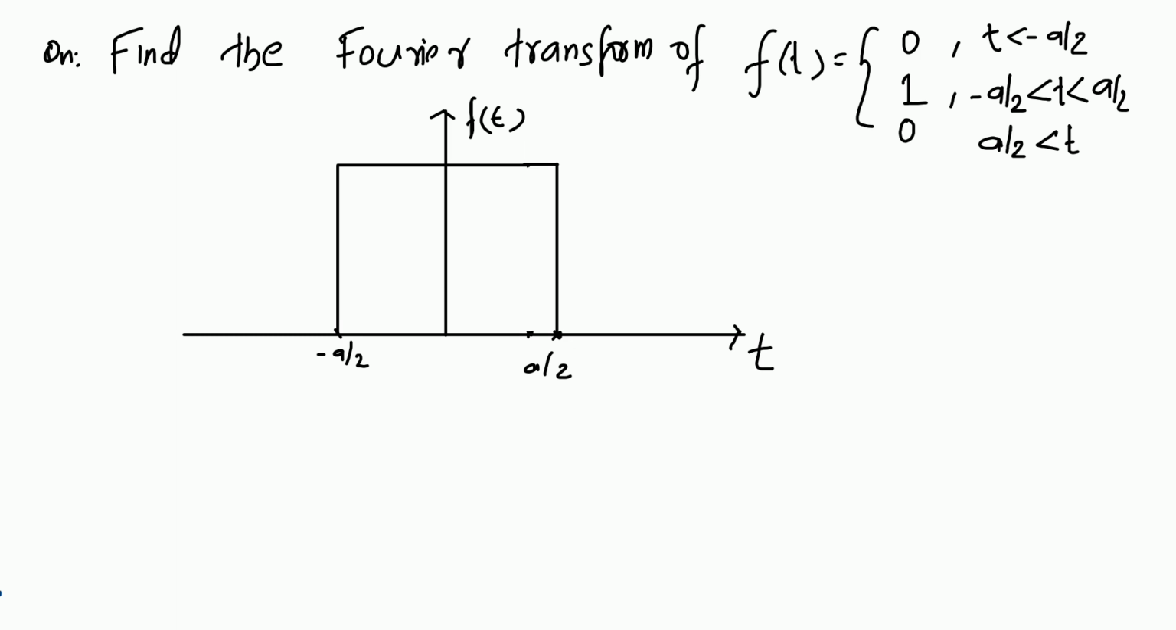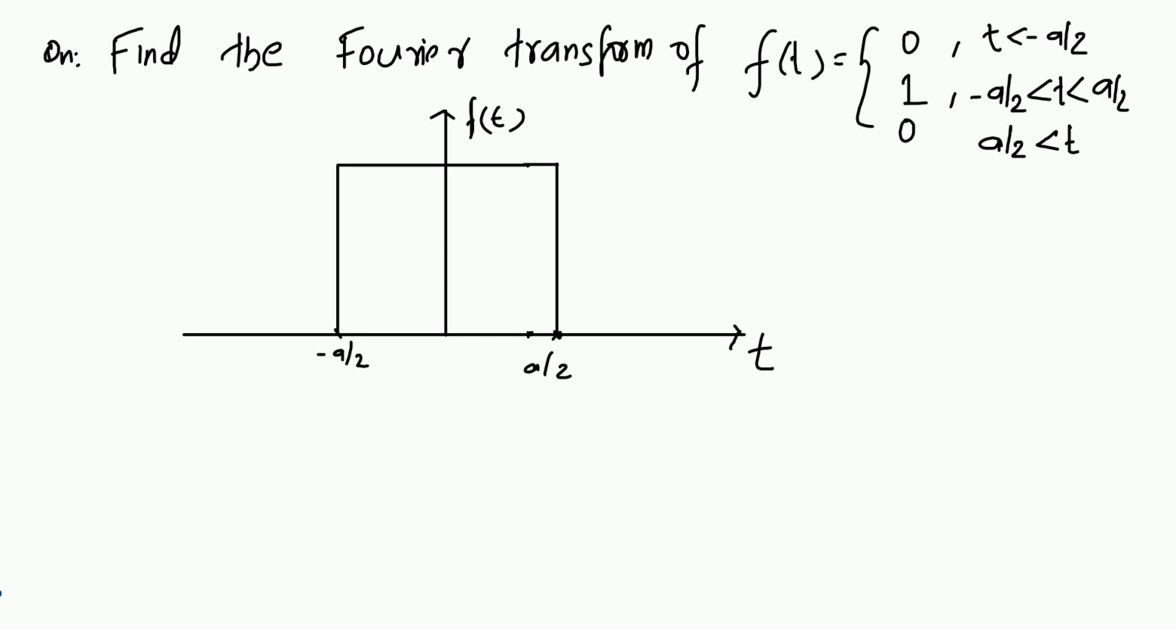In the third video in this series, we are actually doing a problem. So now we have a problem in our hand, that is, a function is given, and you can see the function is given in a split manner. The function is 0 if the value of t is greater than a by 2 and less than minus a by 2, and it's 1 in between them. And if you plot the function, you will get a shape like this.